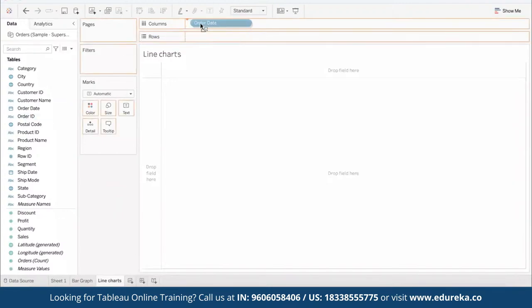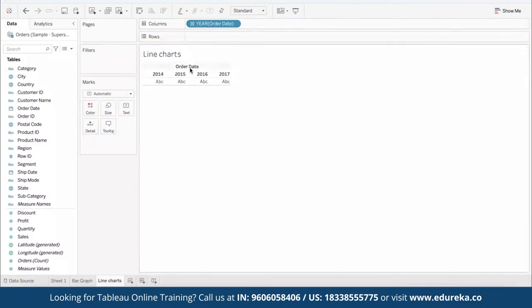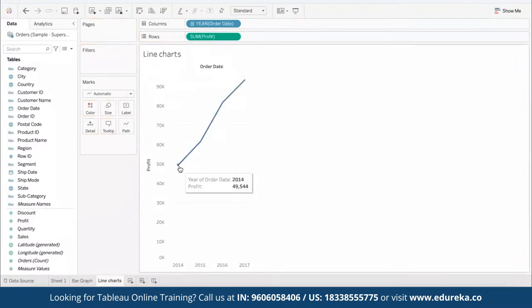So when I take Order Date here, it is rolled up by year. And let's say I'm looking at the profit. So year over year, we can understand what profit this business is making. Year over year, we can see that the profit is steadily increasing. There is an upward trend in the profit made by the business.